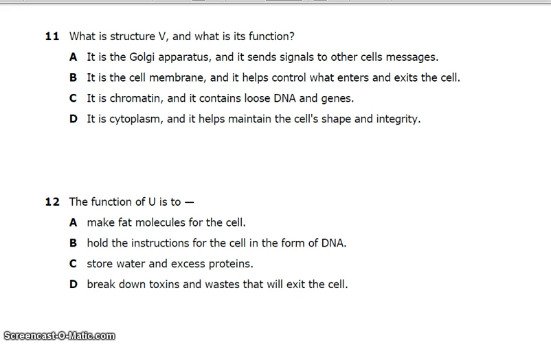Question 12. The function of U is to make fat molecules for the cell, hold the instructions for the cell in the form of DNA, store water and excess proteins, break down toxins and waste that will exit the cell.